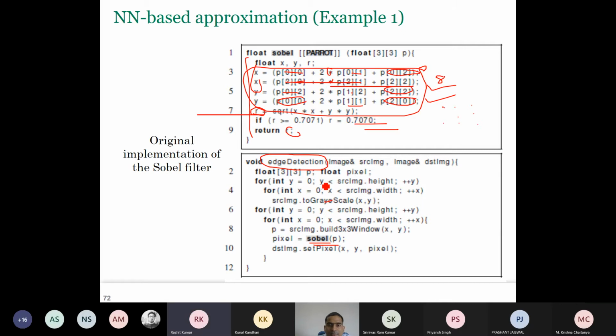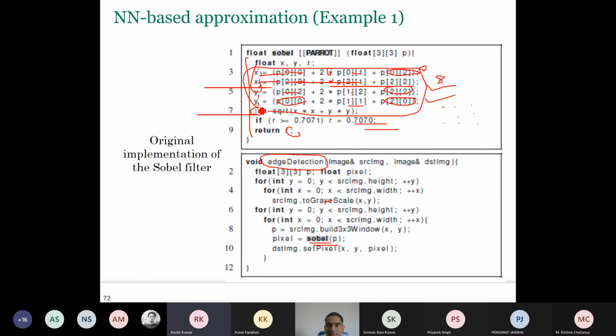Why are there two different x? I also feel this is a mistake. Actually, this should be x1, x2, because here we are just overwriting it. I took it from a paper, so I also could not understand. Once you compute this x, and then you compute this x, the value of the previous x is lost. It should be x1, x2.